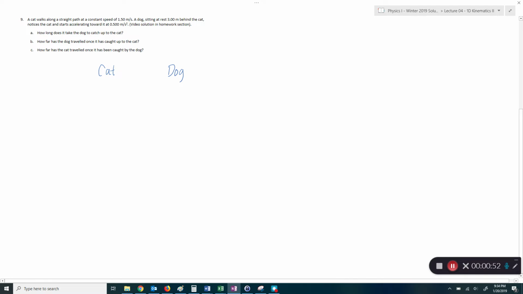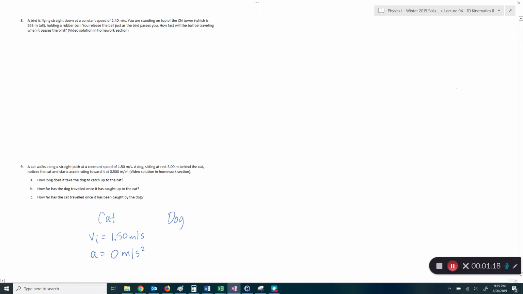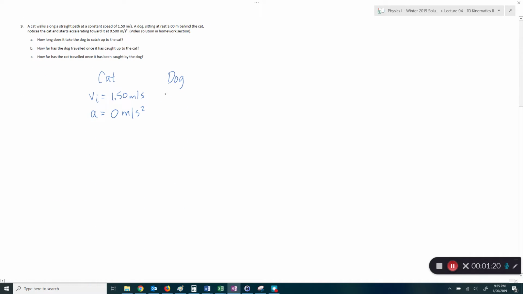So we have that the cat walks along a straight path at a constant speed of 1.50 meters per second. So that's the initial velocity of the cat, 1.50 meters per second, but it's a constant velocity, so that means it's also telling us that the acceleration of the cat is 0. A dog sitting at rest 3 meters behind the cat notices the cat, starts accelerating towards it. Okay, so the dog's sitting at rest, so that means that its initial velocity, v initial, is 0 meters per second.